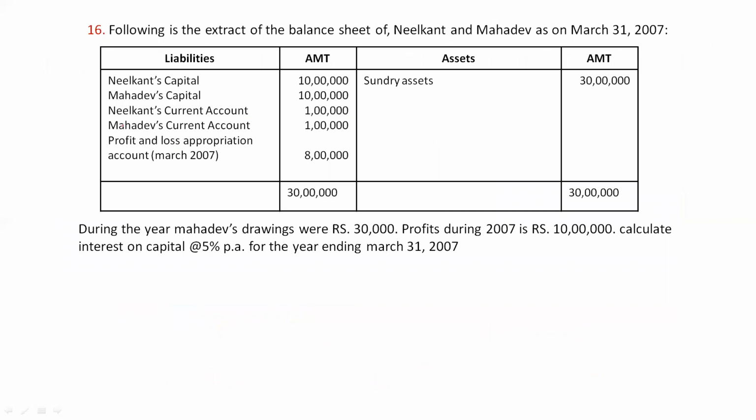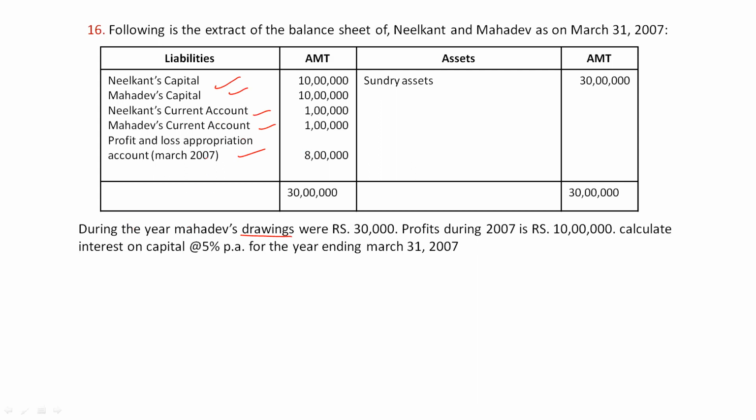So the next question is, following is the extract of balance sheet of Neelkant and Mahadev as on March 31, 2007. So the balance sheet is given in the question, right? In the balance sheet, the fixed capital of both the partners is given, along with their current account balance. Then we have profits, and again we have drawings. So here we have to find out the interest on capital, right?